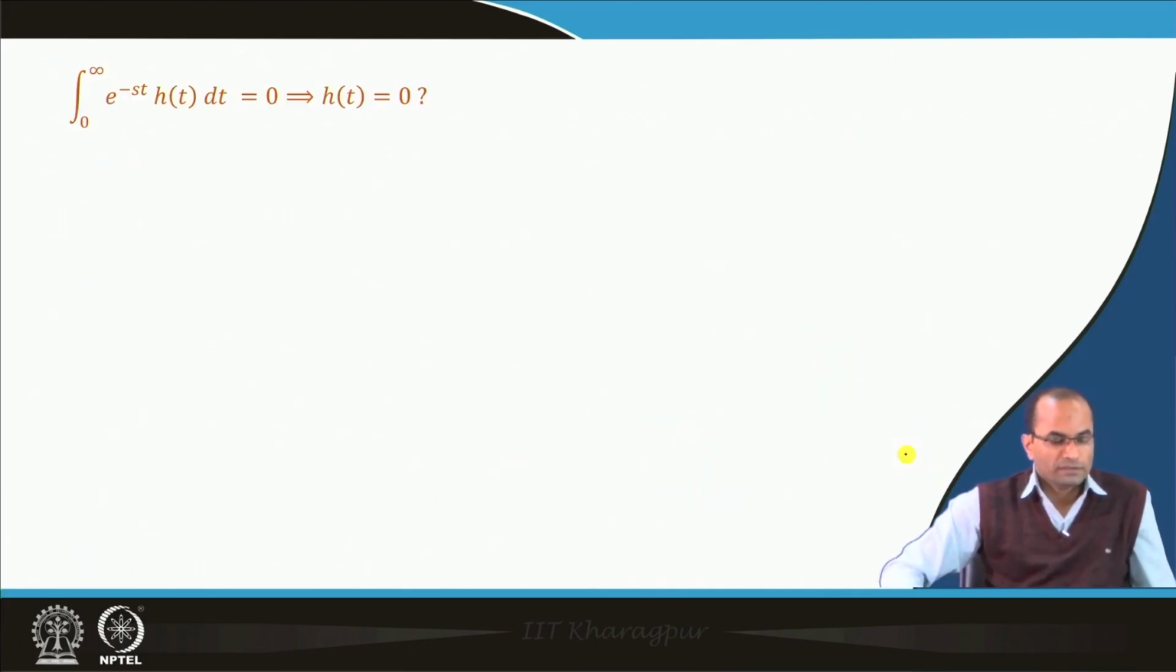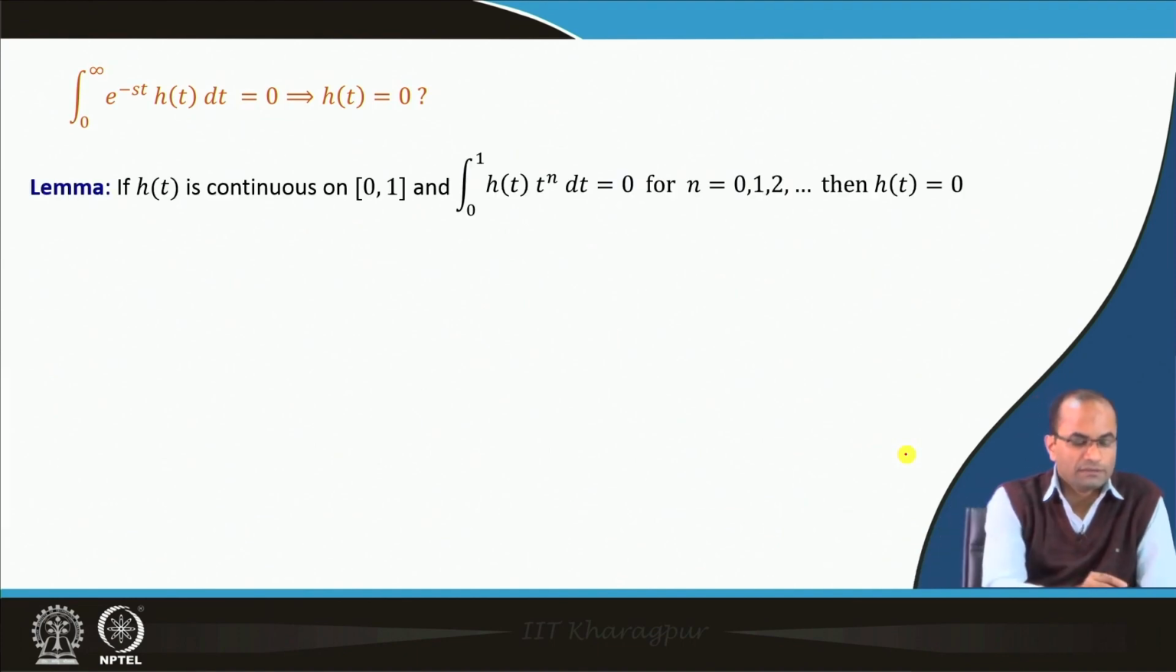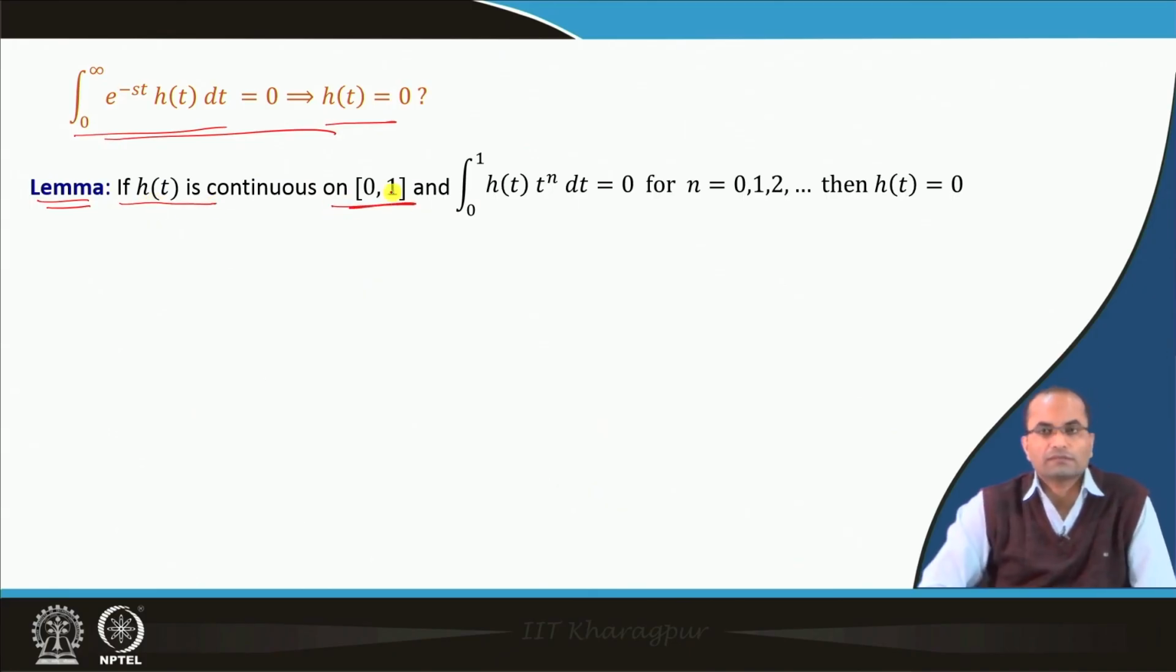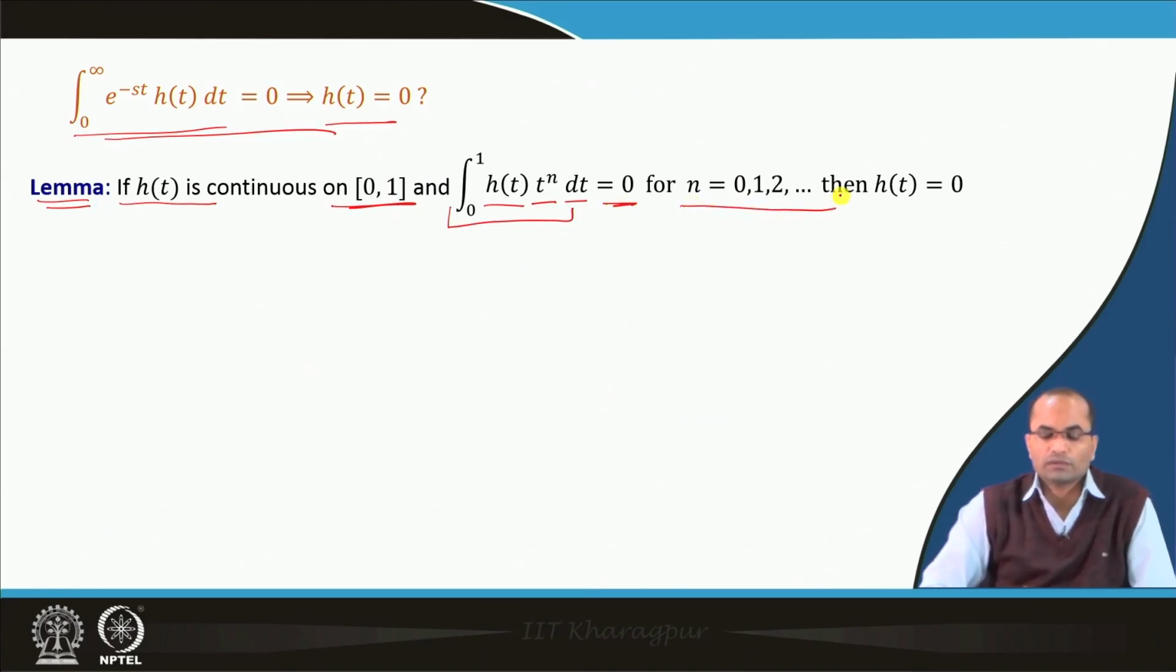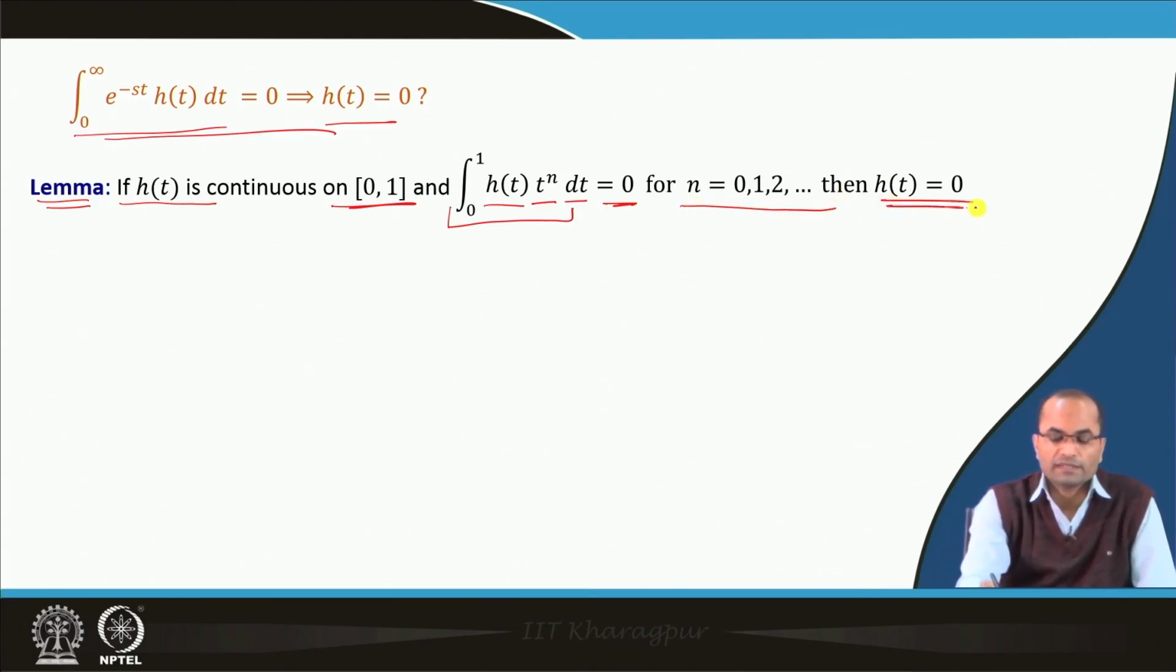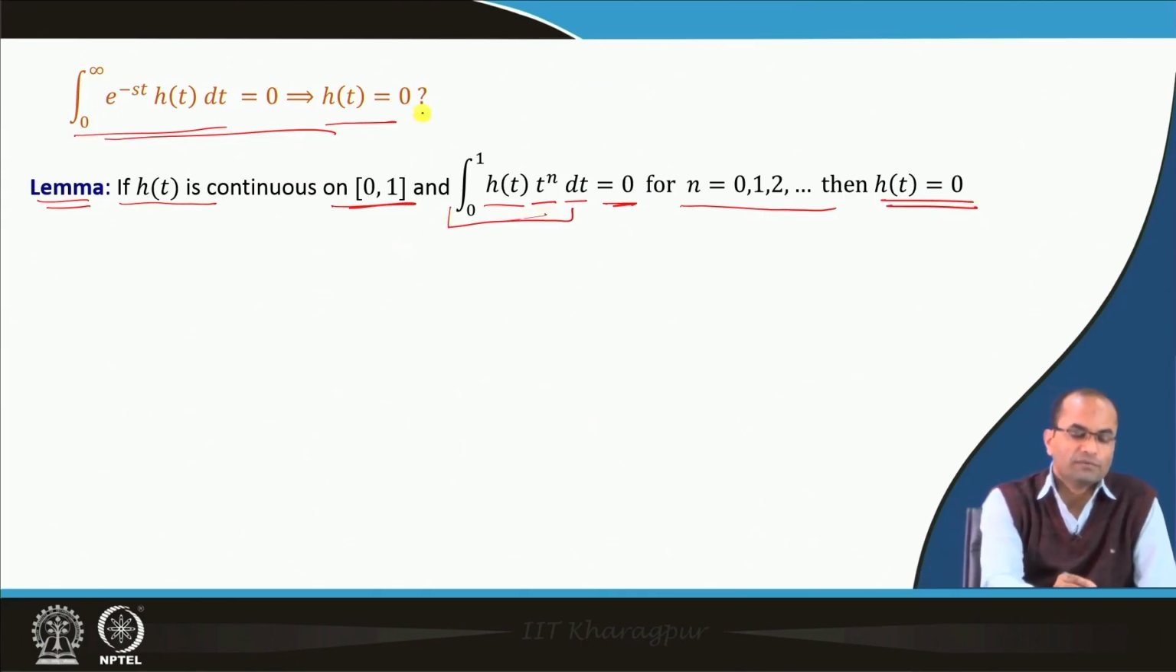To prove this result, we will consider this lemma, and using this lemma we can show that this result holds. The lemma says: if h(t) is continuous on the interval 0 to 1, and we have the integral from 0 to 1 of h(t) t to the power n dt equal to 0 for all n equal to 0, 1, 2, 3 and so on, that implies that h(t) equals 0. So, first we will prove this lemma, and with the help of this lemma we will get back to this result.